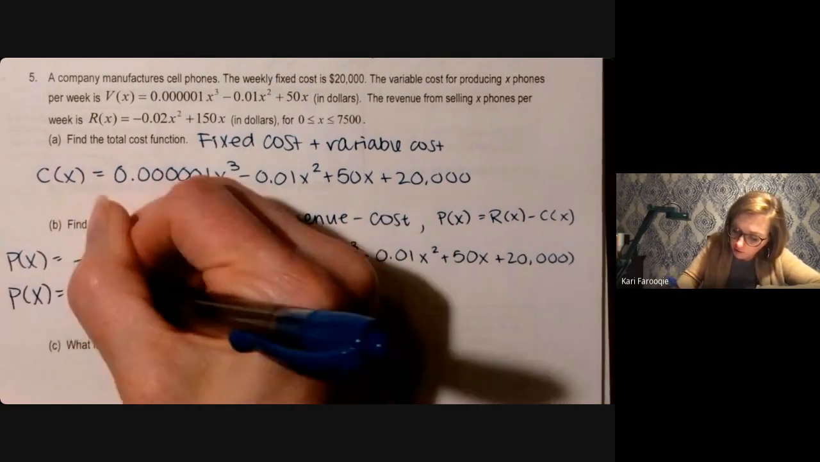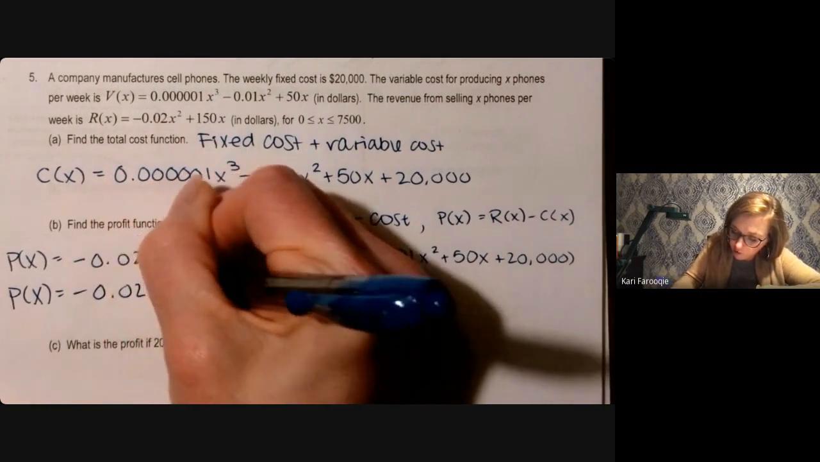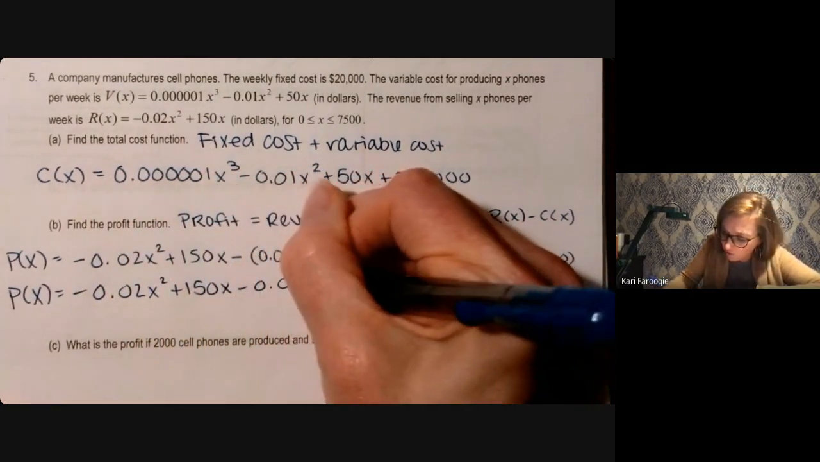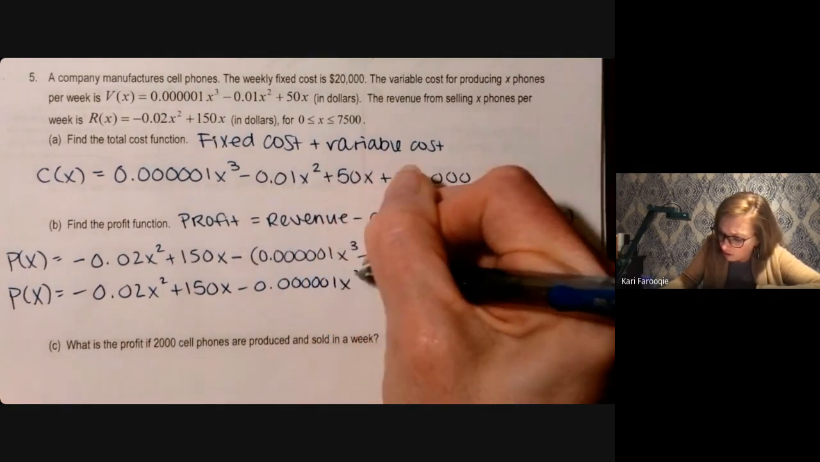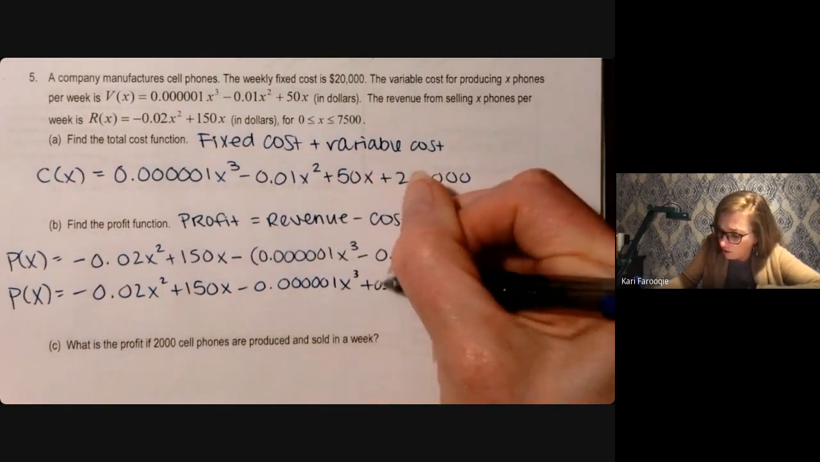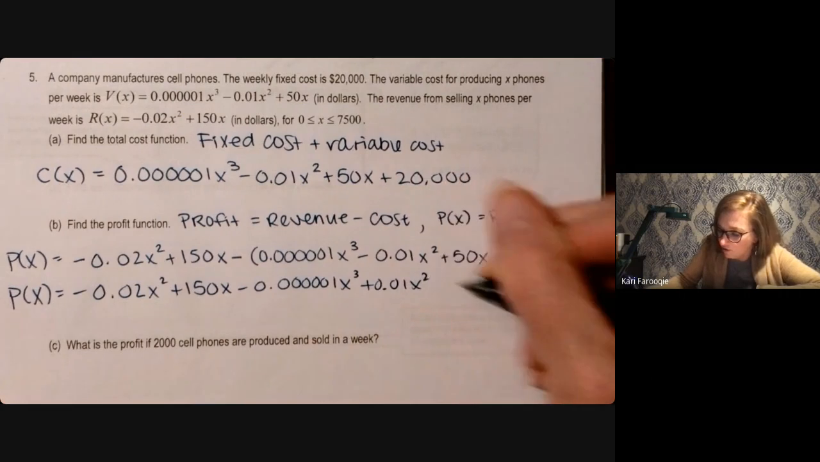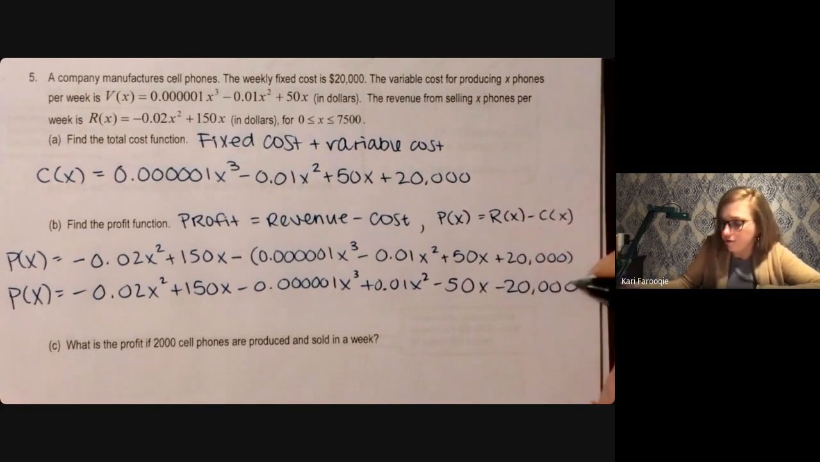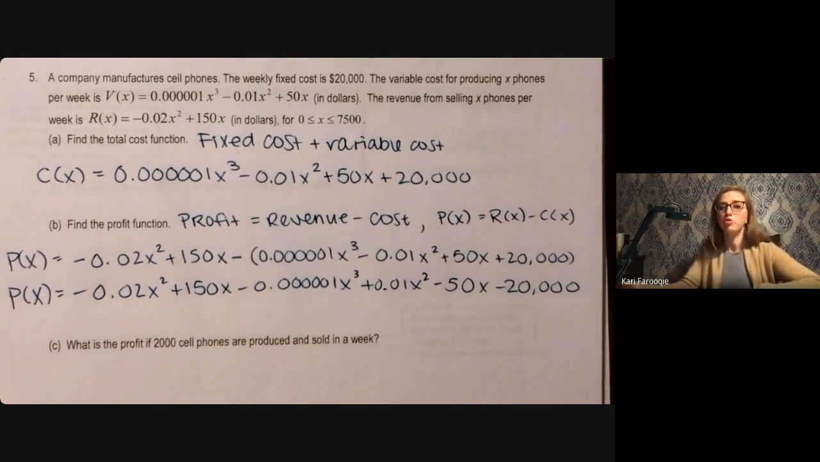All right, negative 0.02x squared plus 150x minus 0.023451x cubed plus 0.01x squared minus 50x minus 20,000, which makes sense. You knew that 20,000 was going to have to come off at some point in some way.